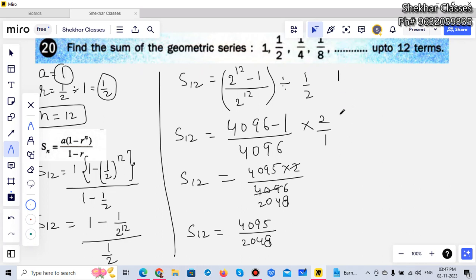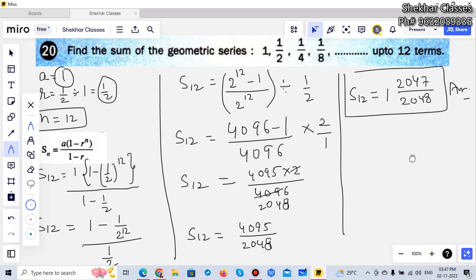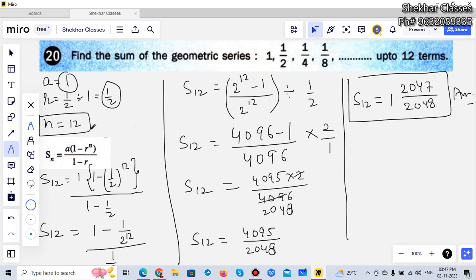So if I solve it further, the sum up to the 12th term is equal to 4095 upon 2048. This is a mixed numeral, and this is the final answer here. Calculation is a challenge in this chapter for you, so you have to be careful. Any mistake, you're gone.